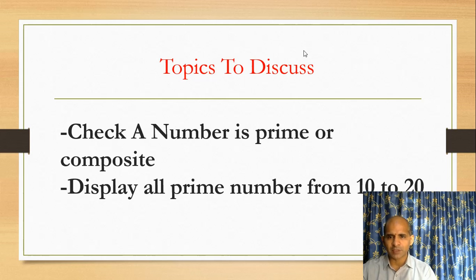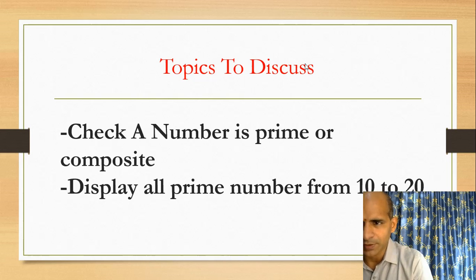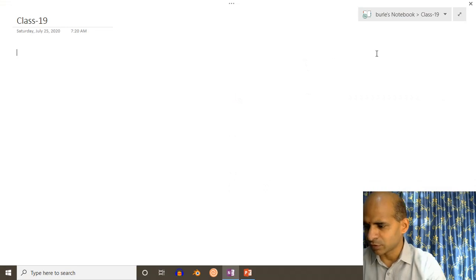Once we know whether the number is prime or composite, we will try to display all the prime numbers between 10 and 20. First I will solve by using a for loop for both, then I will try to convert the answer by using while and do while. So let me come to the part.